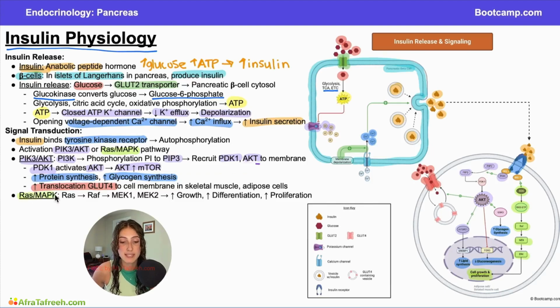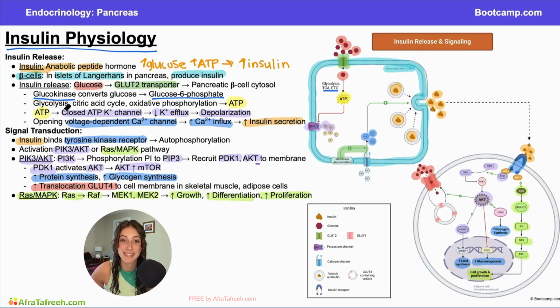And then finally, we discussed the RAS-MAPK pathway as well. In the RAS-MAPK pathway, we have RAS activating RAF going to MEK1, MEK2, and downstream effects of this pathway include increased growth, cell differentiation, and cell proliferation, all consistent with the end goal of insulin as an anabolic hormone to increase growth and building of new tissues.